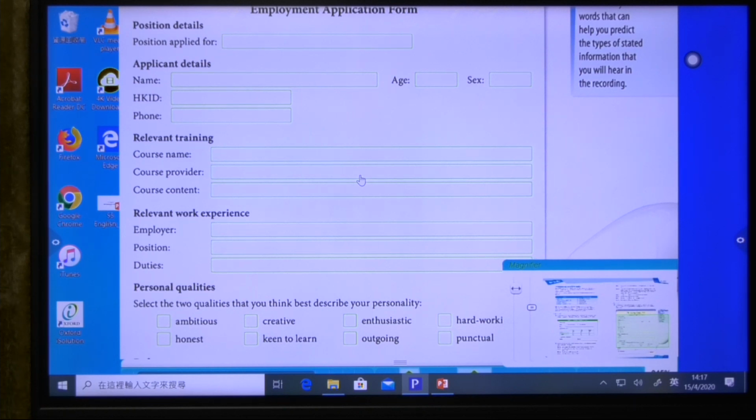What are you going to put for course content? We learned about lots of different painters, like Da Vinci and Picasso. But the course was divided into two main parts, Asian art and Western art. I think I'll put those down as the course content. That sounds really interesting. I'd like to learn about Asian art and Western art. So what about your relevant work experience? What are you going to put there?